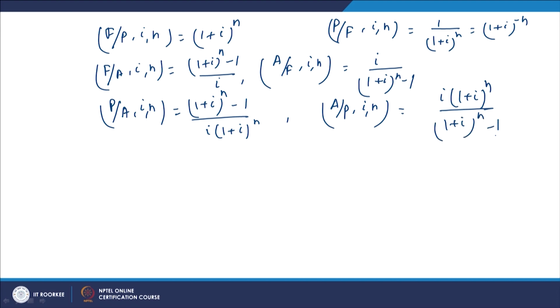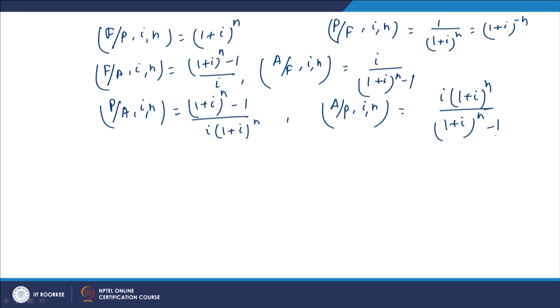Now if you look at these formulas, you can have certain relationships between these factors. For example, if you look at this F by P, i, n, that is (1 plus i) raised to the power n, and then if you look at this F by A, i, n, this is ((1 plus i) raised to the power n minus 1) by i. It means that if this factor is multiplied with i, it will be (1 plus i) raised to the power n minus 1, and then if you add 1 to it, it will be the same as this factor.